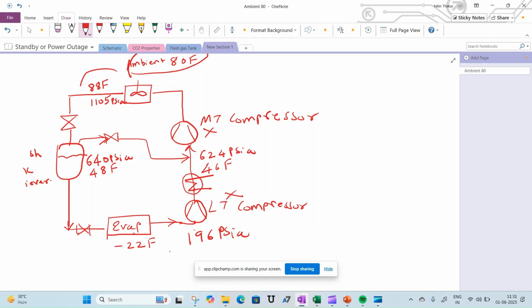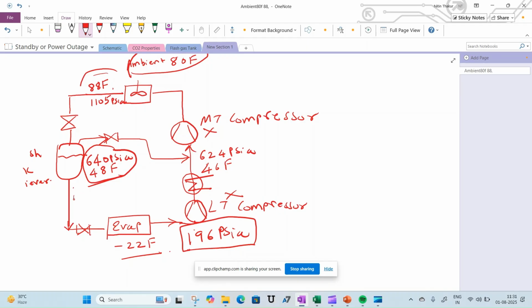This side of the refrigerant on the low temperature side is negative 22 degrees Fahrenheit, and it is at 196 psia. But this side of the refrigerant earlier was at 640 psia and 48 degrees Fahrenheit. And this is the hot side, which was at 88 degrees Fahrenheit. But let's just say the accumulated temperature and the pressure was more around 640 psia, so 48 degrees Fahrenheit.